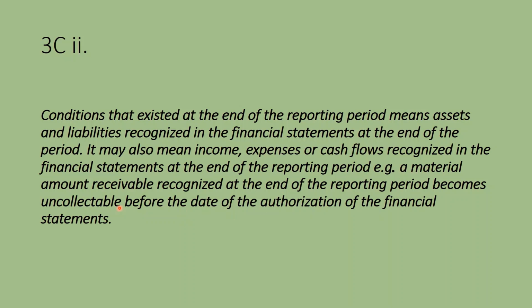Example, a material amount receivable recognized at the end of the reporting period becomes uncollectible before the date of authorization of the financial statements. So you have this receivable on your balance sheet at the end of your reporting period, and before you could issue the report, it becomes uncollectible or is a bad debt. Turns out to be a bad debt. What happens is you can't collect it, and that is talking about conditions that existed at the end of the reporting period.